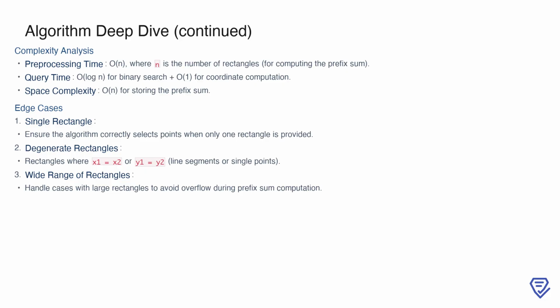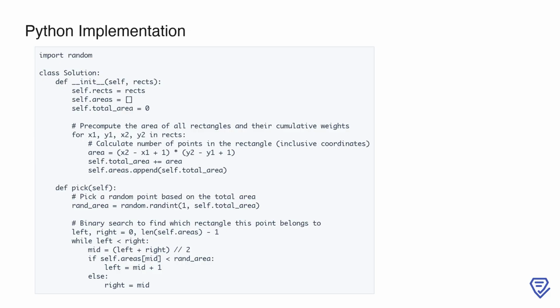Here, we start by importing the random module and defining a solution class to handle the problem. In the constructor, we accept an input rects, which is a list of rectangles, each defined by its bottom left and top right coordinates. Within the constructor, we initialize three key attributes: self.rects to store the input rectangles, self.areas to hold cumulative area weights, and self.total_area to track the sum of all rectangle areas.